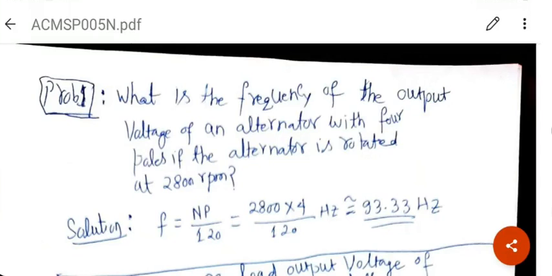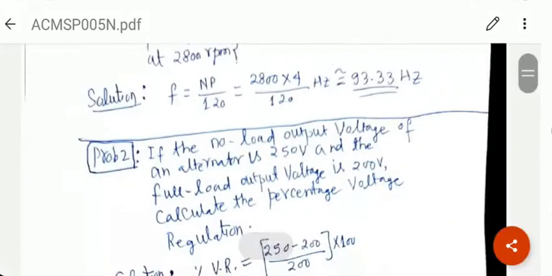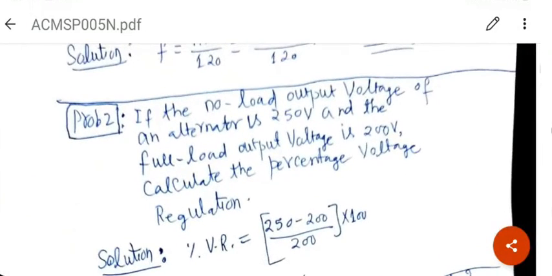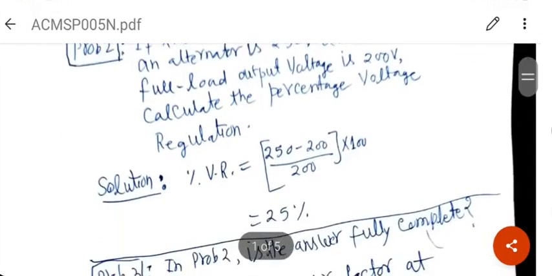Now the second problem is also extremely simple, but there is something here that is worth noting. The problem says if the no-load output voltage of an alternator is 250 volt and the full load output voltage is 200 volt, calculate the percentage voltage regulation. Simple enough. 250 minus 200 divided by 200 and multiply the result by 100. That gives you a very large voltage regulation, 25%.